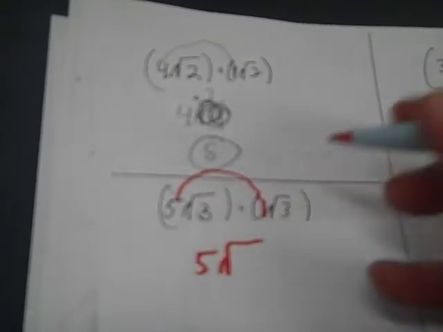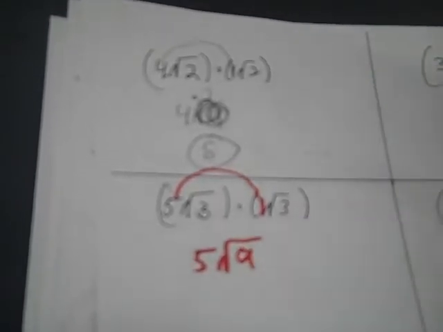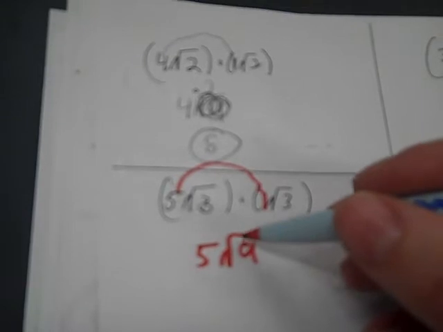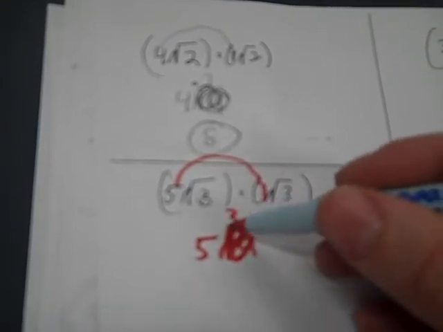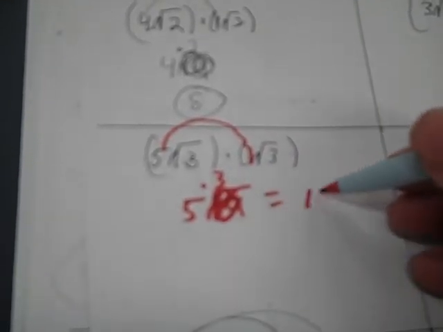Okay, now multiplying roots. Again, I want to put a 1 as a coefficient, so I just go 5 to 1. 1 multiplication, 5. I open up a square root and multiply the 3's. You don't leave it that way. The square root of 9 is 3. 5 times 3 is 15.